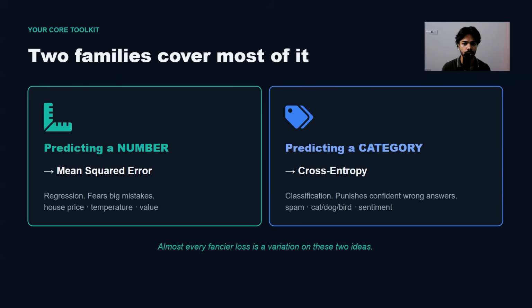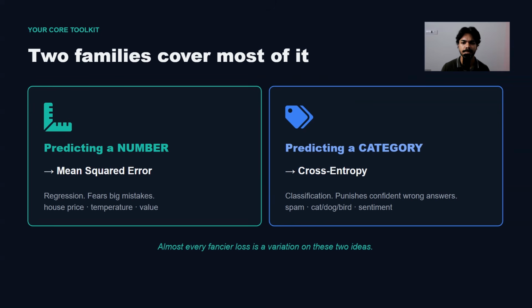So there's your core toolkit. Predicting a number, you use mean squared error. And if you're predicting a category, you use cross entropy. Those are the two that cover most of what you'll be doing for a very long time. And almost every fancier loss is a variation of these ideas.